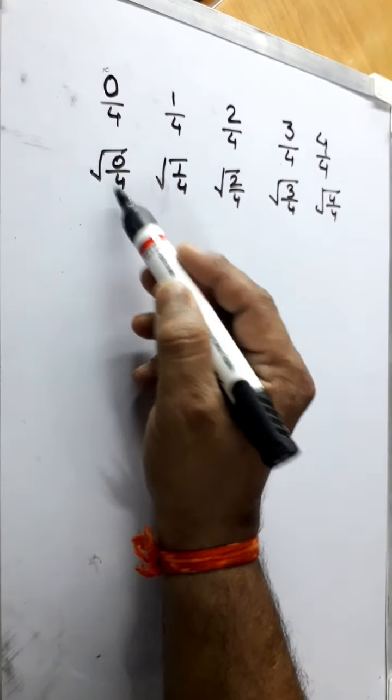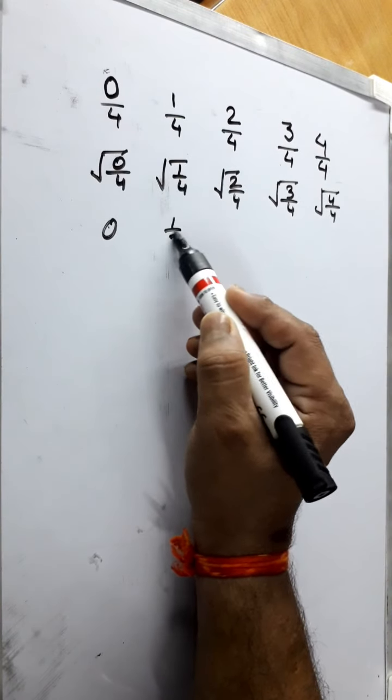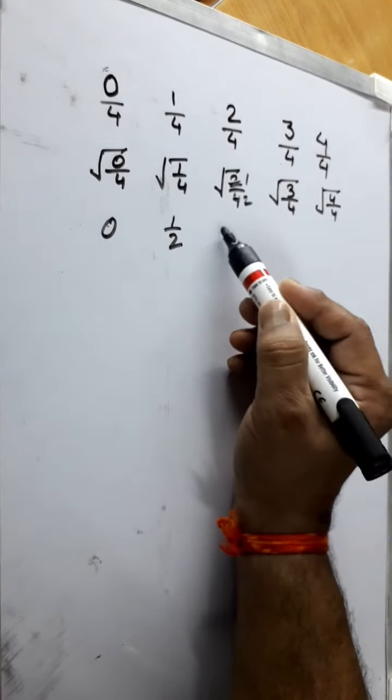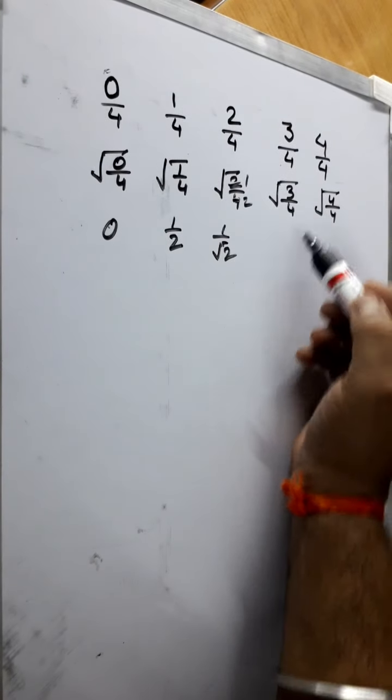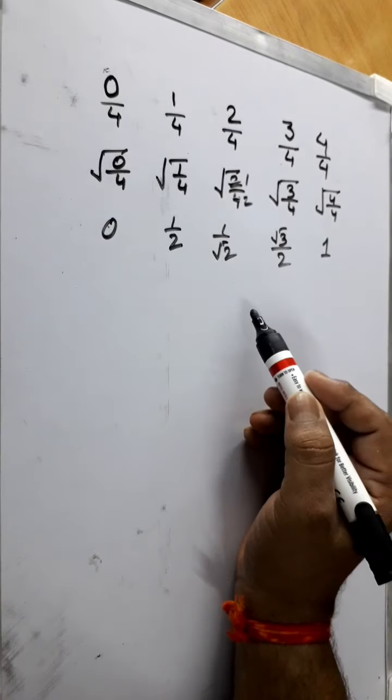Root over 0, that is, we will get 0. Root over 1 upon 4, we will get 1 upon 2. This is 1 by root 2. This we will get root 3 by 2 and this 1.